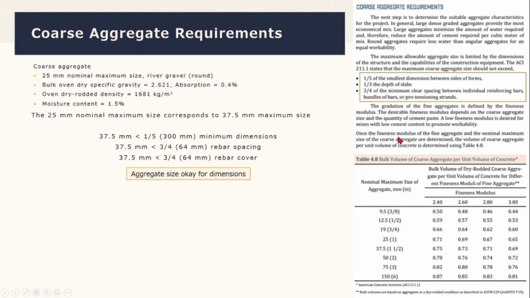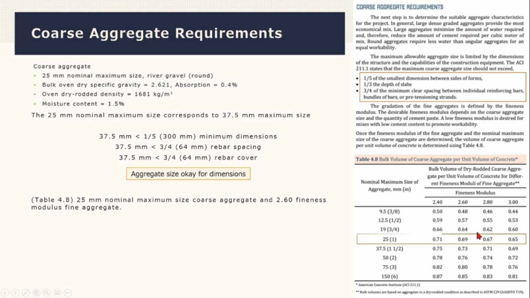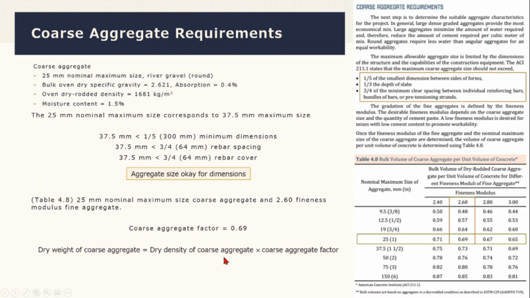Once the fineness modulus of the fine aggregates and nominal maximum size of the coarse aggregate are determined, the volume of coarse aggregate per unit volume of concrete is determined using this table. Since we already have the nominal maximum size of 25 and the fineness modulus of 2.6, you just have to plot that on this table with the fineness modulus of 2.6. Therefore, we will be using this 0.69 as a factor of the dry density of the coarse aggregate, which is 1681 kg per cubic meter. Multiplying that factor, we have 1159.89 kilogram per cubic meter of concrete.